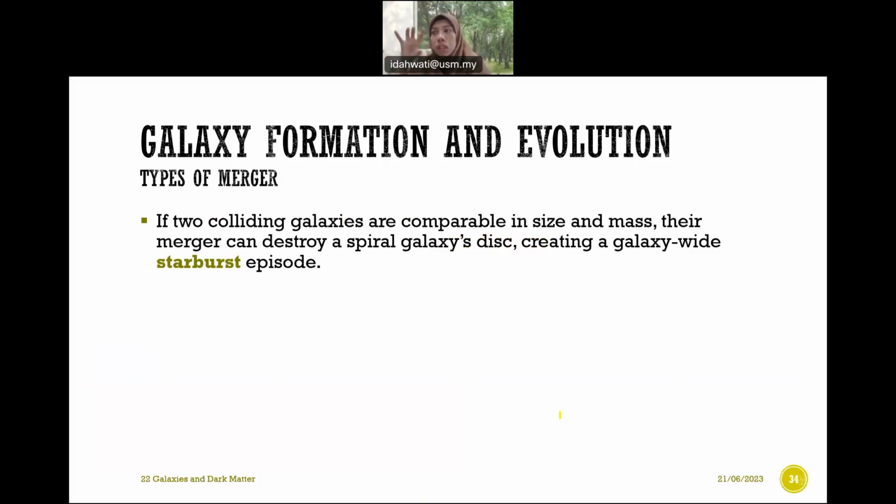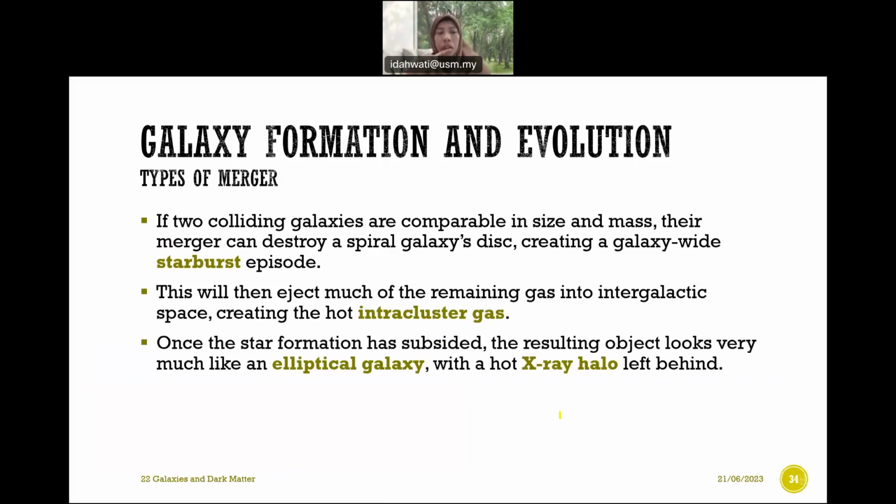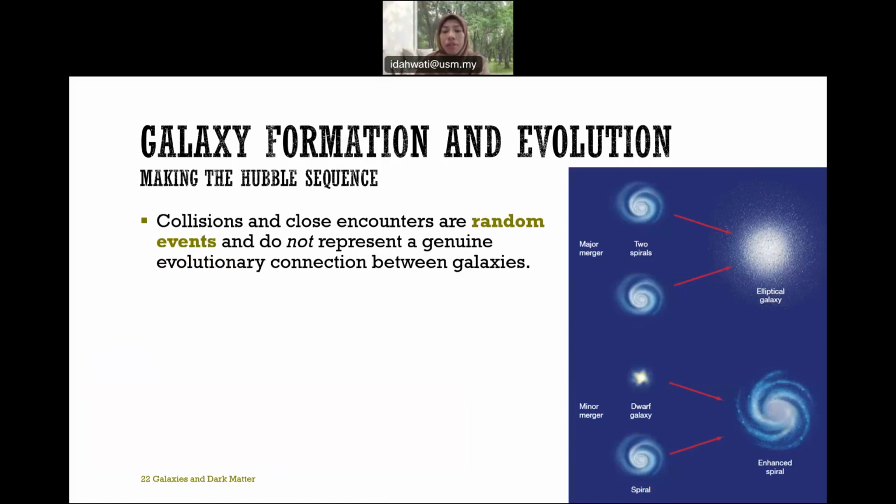If two galaxies collide and they are comparable in terms of their size and mass, then the merger can destroy a spiral galaxy disk and create a galaxy-wide starburst. This will create hot intra-cluster gas, and once the star formation has subsided, the resulting object will look very much like an elliptical galaxy with a hot X-ray halo left behind.